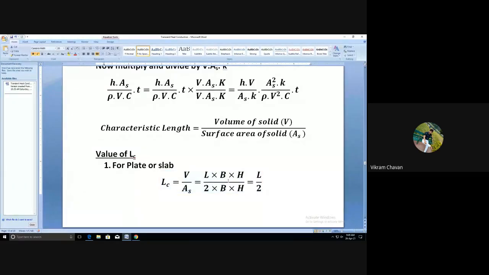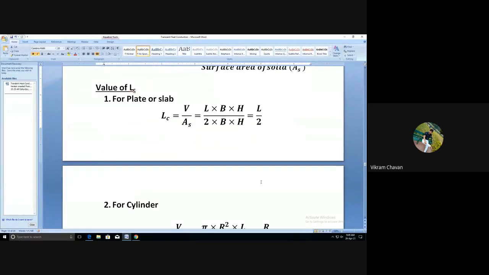So B and H in the numerator will cancel with B and H in the denominator. Then we will get L by 2, which is the characteristic length of that plate or slab. L we can consider as the thickness of the slab, B is the width of the slab, and H is the height of the slab. So we get L by 2.